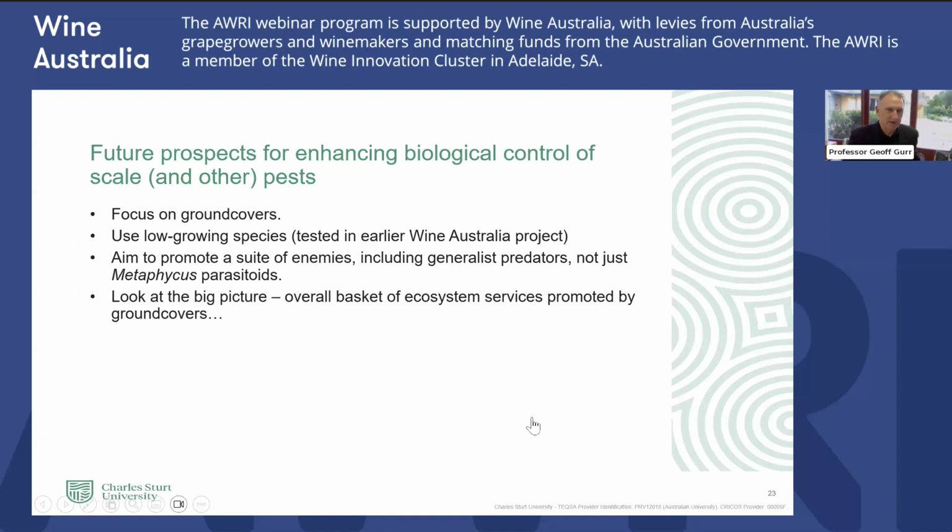So let's just look at the future prospects for enhancing biocontrol of scale and potentially other pests, because whilst it might be tempting to try and focus our attention on a particular pest that might be a major problem on one site in 1 year, the main game, of course, is to try and manage things in a slightly more holistic way so that we're putting in place measures that will suppress pests across the board, all types of pests, rather than an overly reductionist approach.